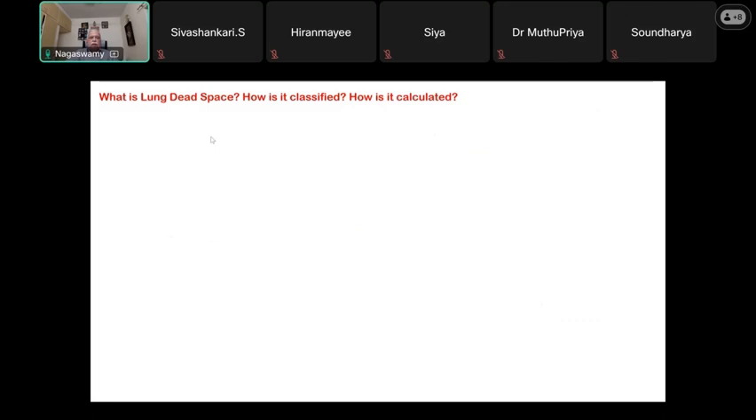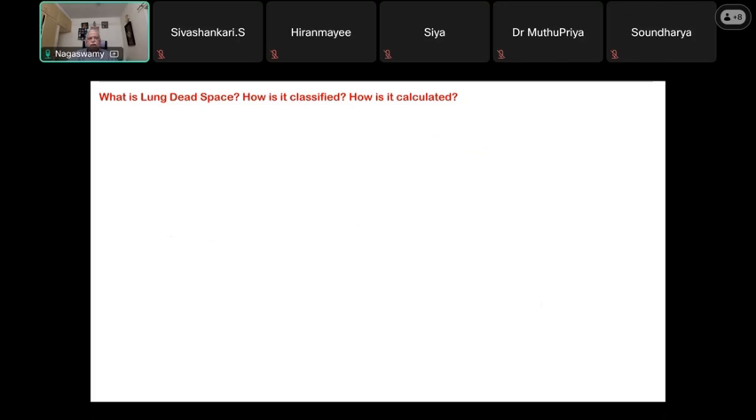Now, what is lung dead space? How is it classified? How is it calculated? So this is another common question. What is lung dead space? We have already mentioned the gas that is not taking part in the gas exchange. What is the classification? Whatever is present in the tracheobronchial tree up to the 17th generation is called anatomical dead space.